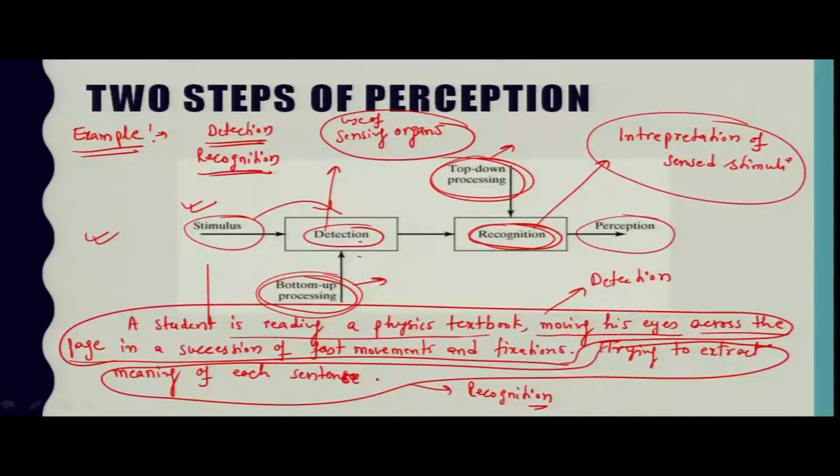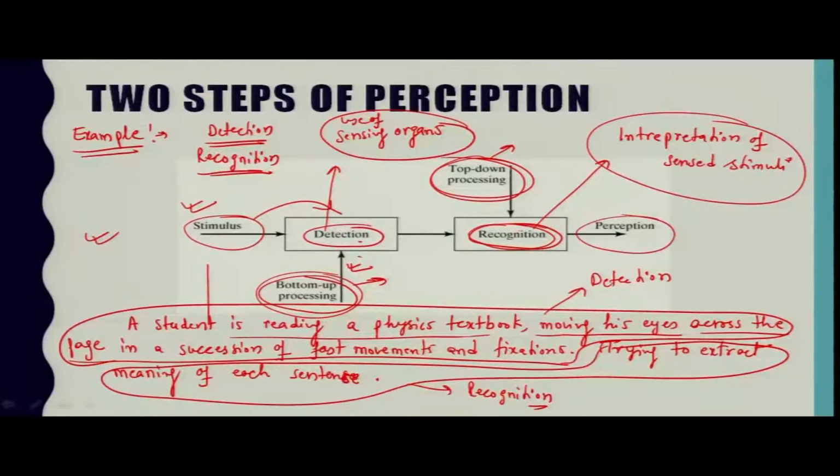Here, bottom up processing refers to the stimulation of the senses by external sources. Basically, it is the human information processing that responds to all the sights and sounds and other stimuli in the outside world. This bottom up processing is concerned with the detection step in perception.